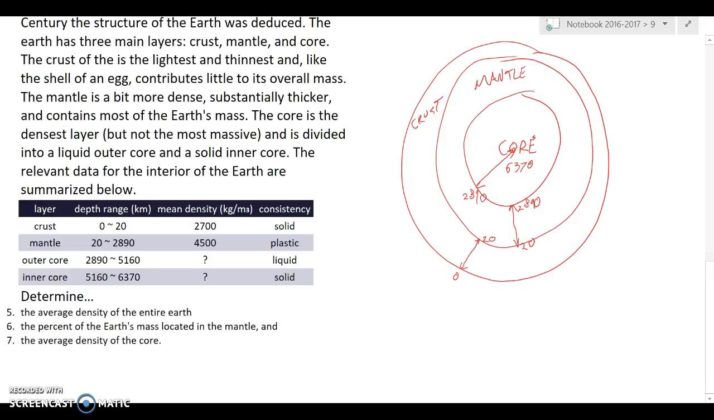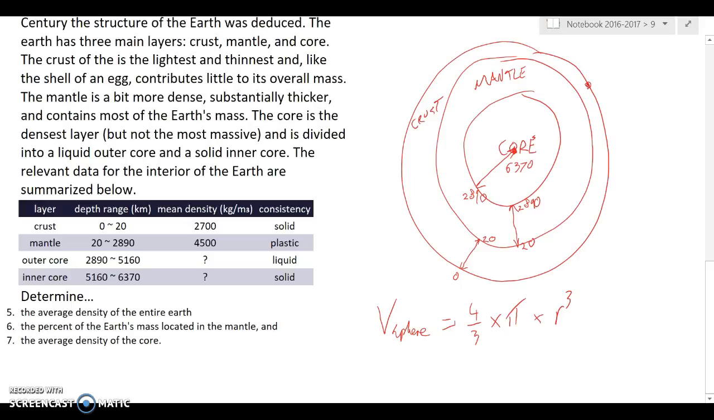Determine the average density of the entire Earth, thinking about its overall mass and its overall volume. You might need to recall the equation for the volume of a sphere. The volume of the sphere, if you can't remember, is equal to 4/3 times pi times the radius of the sphere cubed. Remember, the radius is the distance from the center of a sphere to the outside.